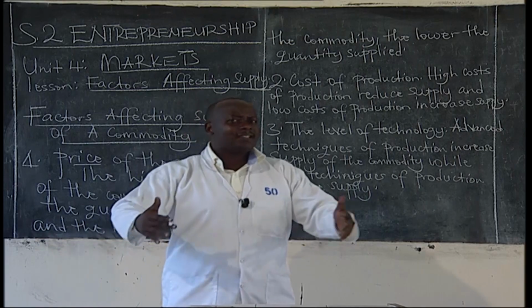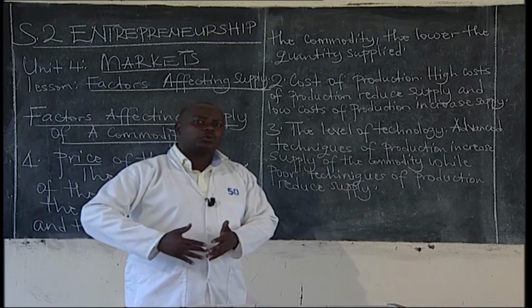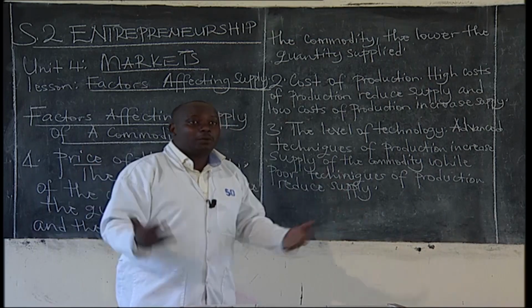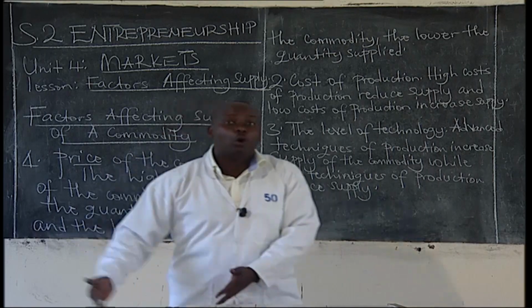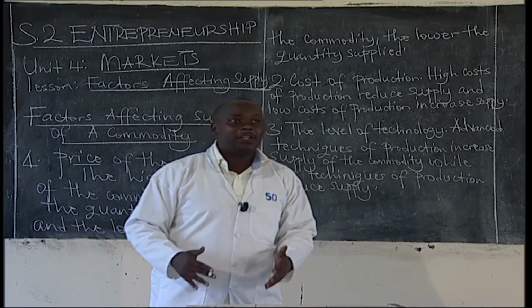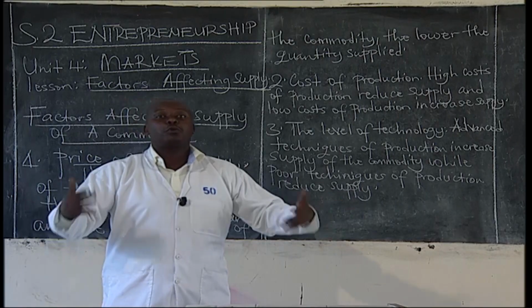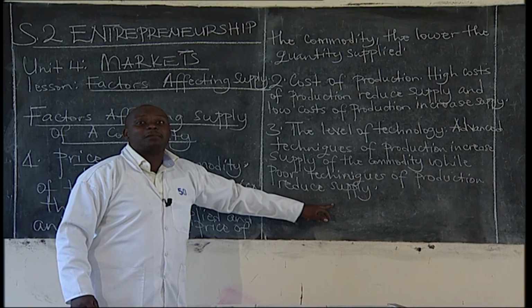Now, a farmer who uses a tractor is able to cultivate a large piece of land, and he will produce on a large scale, and is able to produce more and supply more. But a farmer who uses a hoe, that is poor technology, that farmer will cultivate on a small scale, on a small piece of land, who will not be able to produce more output, which leads to a reduction in supply.